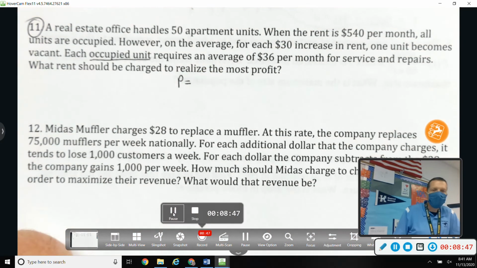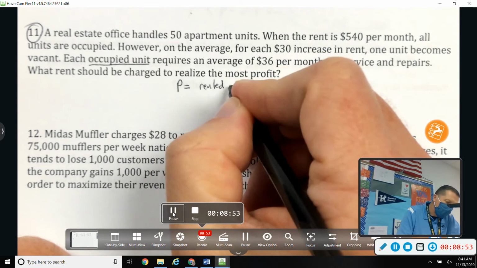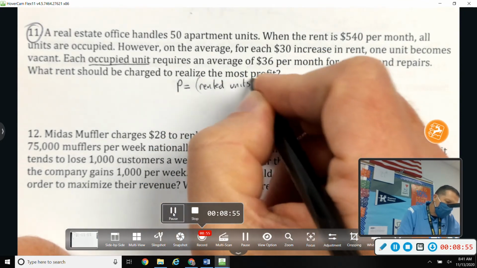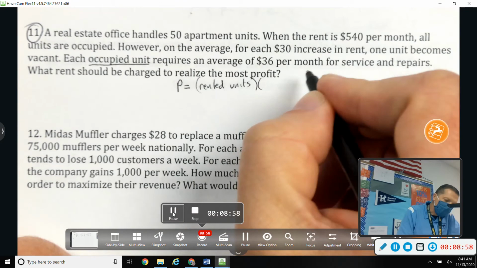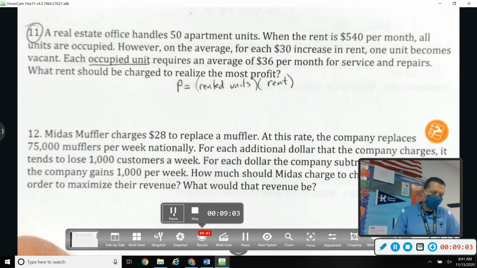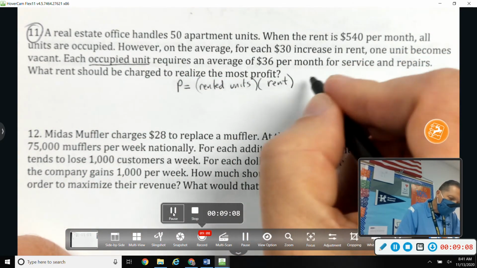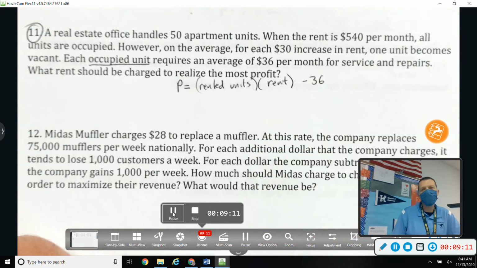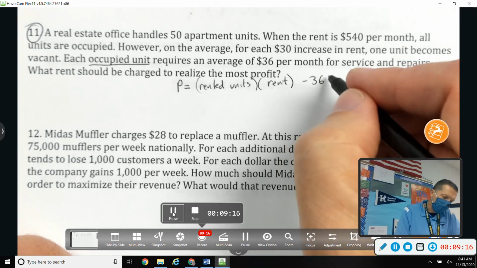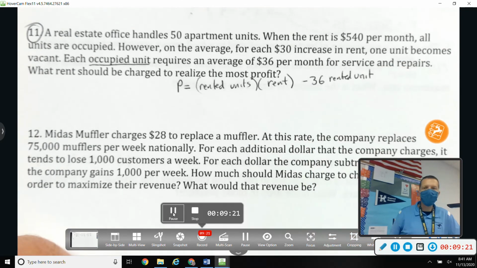So the profit would be rented units times what they charge for rent. But this one has this extra thing in there that each occupied unit costs $36, so that's going to take away from our profit. It costs $36 for services and repairs for each rented unit. So not for all of them, right? If they're not being rented, there's no need to repair anything.